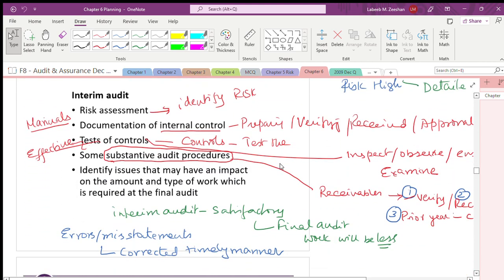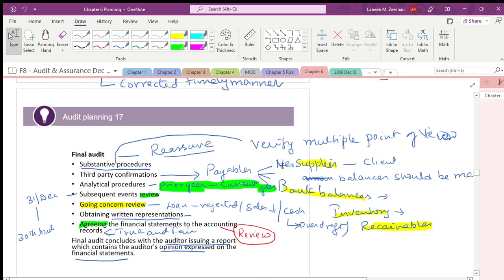Interim audit, test of controls, is it right? Risk assessment, and we'll do this documentation. Whereas in final audit, we are talking about substantive procedures and third party confirmation, what we have done now in the bank, is it right? That is the area of final audit.